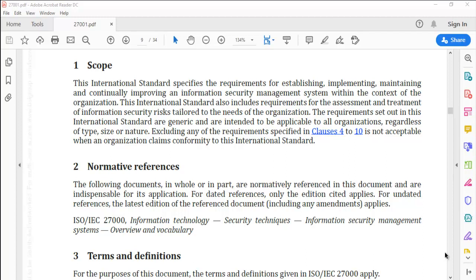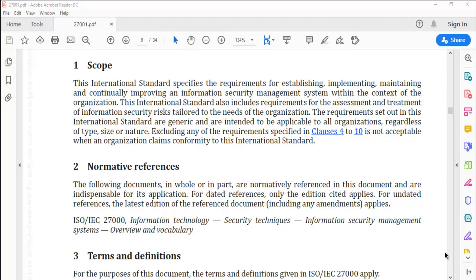Clause 2, normative references. The following documents in whole or in part are normatively referenced in this document and are indispensable for its application. For dated references, only the edition cited applies. For undated references, the latest edition for the reference document, including any amendments, applies. ISO IEC 27000, Information Technology Security Techniques, ISMS Overview and Vocabulary.